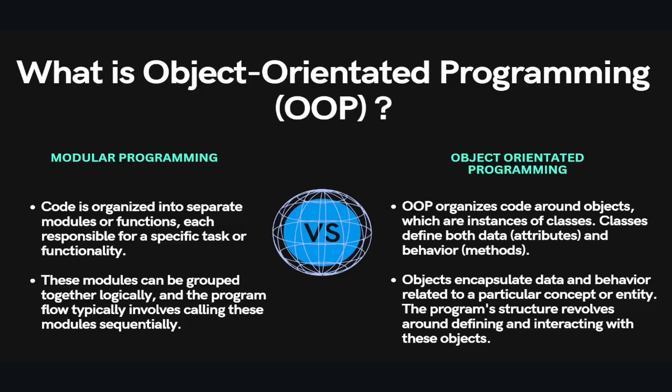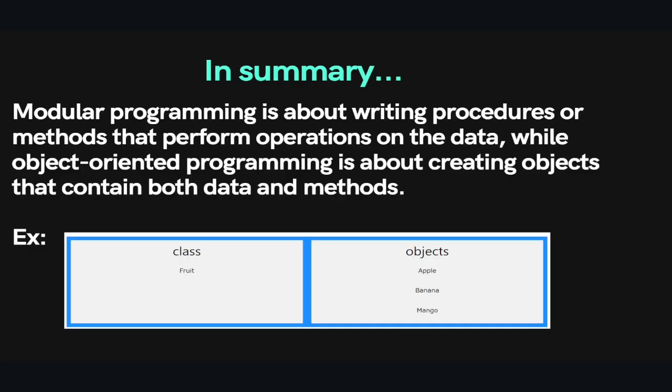So let's move on to the next slide. This is in summary. Modular programming is about writing procedures or methods that perform operations on the data, while object-oriented programming is about creating objects that contain both data and methods.